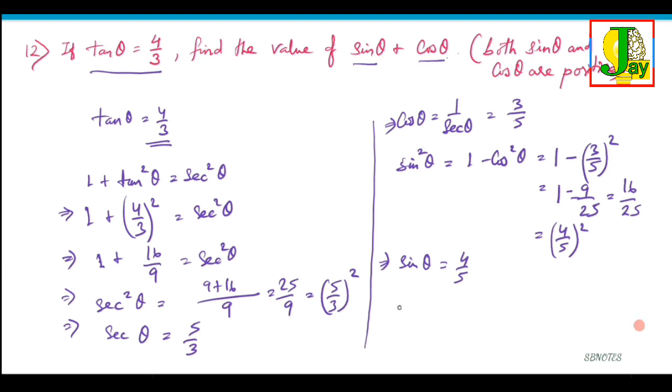Now I can easily put the values. Sine theta plus cos theta: put the values and find the final value. Sine theta is 4 by 5 plus 3 by 5. LCM is 5, 4 plus 3 is 7 by 5. That's 1 and 2 by 5.